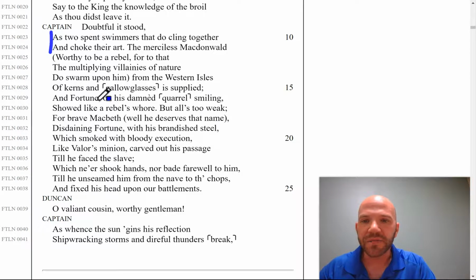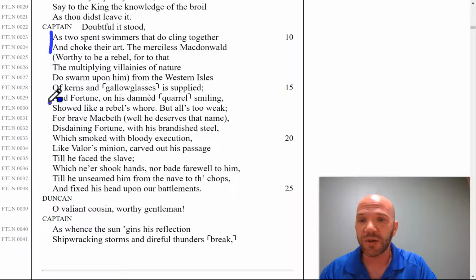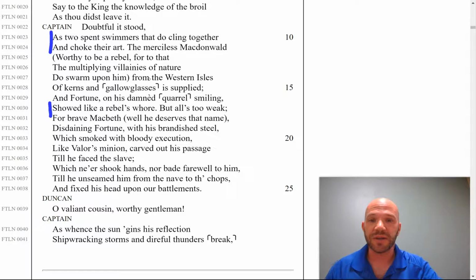"From the western isles of kerns and gallowglasses is supplied, and fortune on his damned quarrel smiling, showed like a rebel's whore." All right, so there's some risky language that people in the audience might have appreciated, and basically saying that fortune, fate, was giving him everything he needed, just letting him have the advantages and all these things. All right, so it looked really bad because he had all this support and he was doing really well.